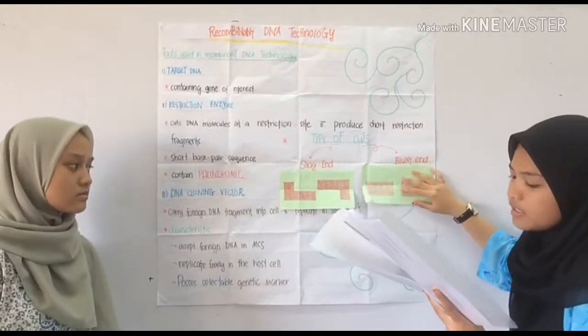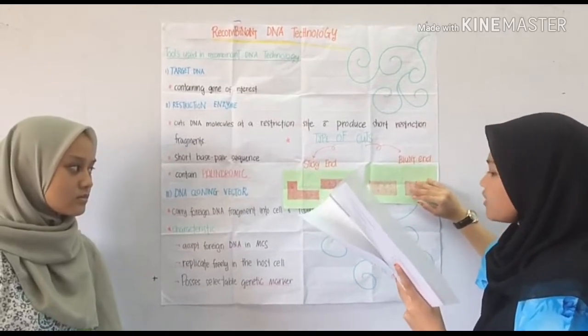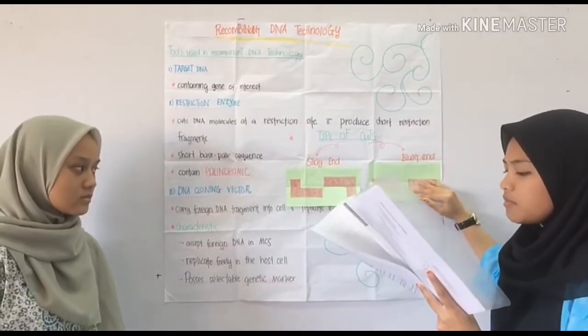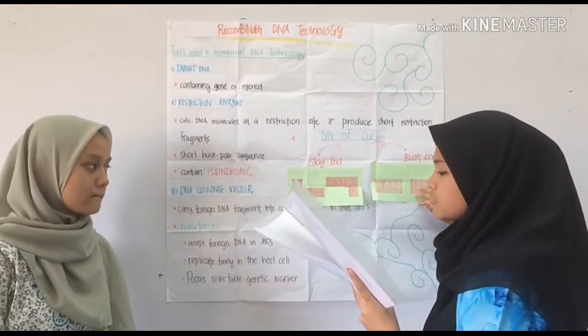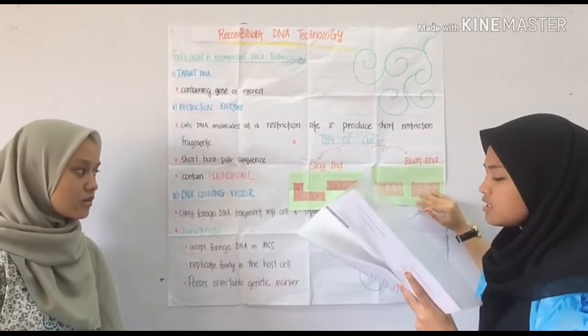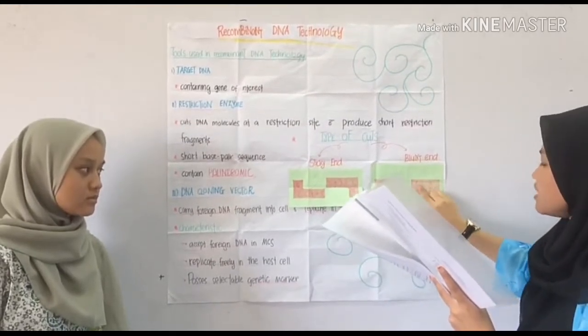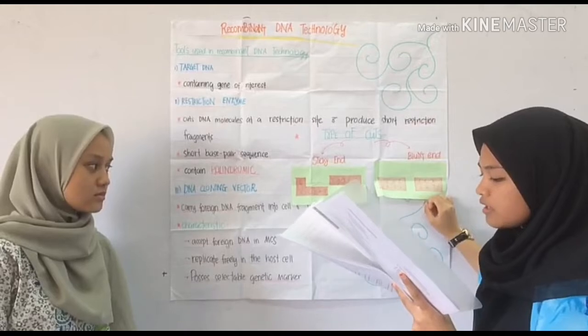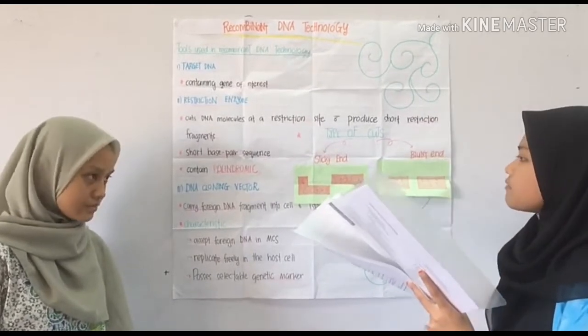And for blunt end, an example is SmaI, which is produced by Serratia marcescens. It recognizes the base sequence of 5' CCCGGG 3'. The cut is made between the adjacent C and G. It cuts straight across the double helix and produces blunt ends.